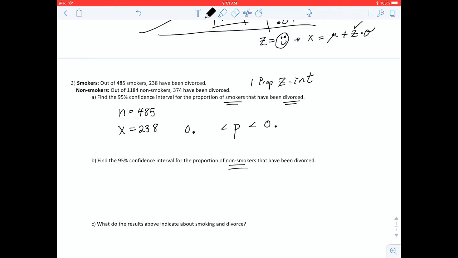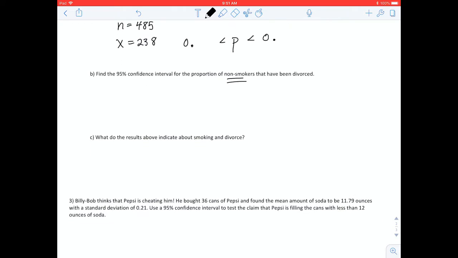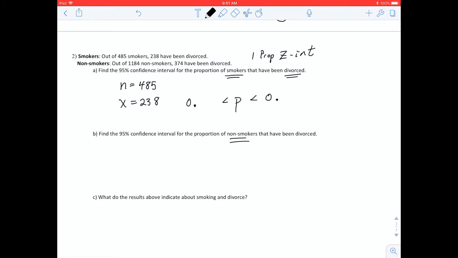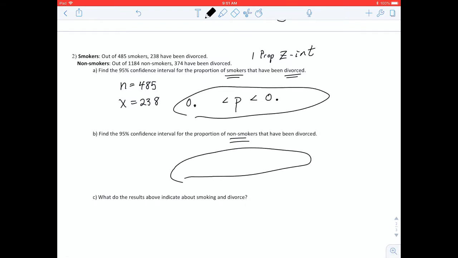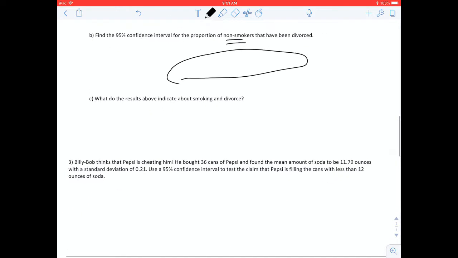So you do that for the non-smokers as well, and then compare them. So just see, do the percentages for this one look different than the answer you get for this one? If so, which one's bigger?